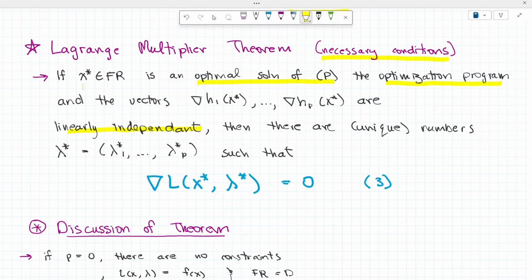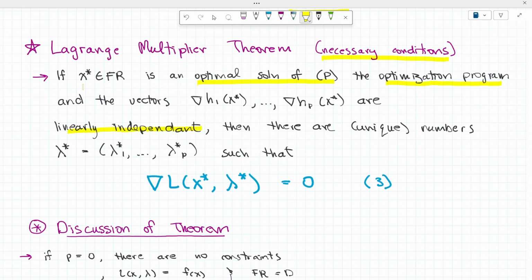Okay, so what does this mean? This is our theorem. Let's dive into what this means. If we take the gradient, which is essentially the collection of partial derivatives of our Lagrange function, and we set it to 0, then we can find our critical points or optimal solutions x star, and these are candidate solutions for our optimal value.